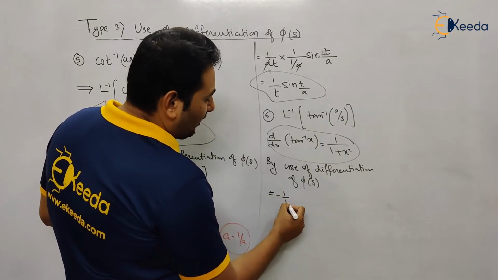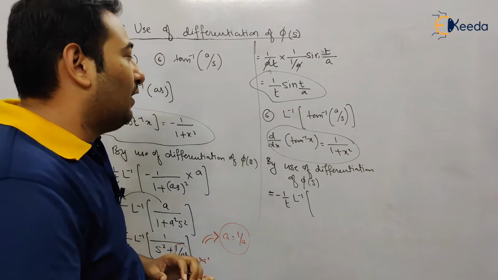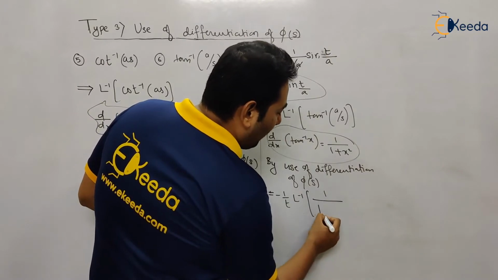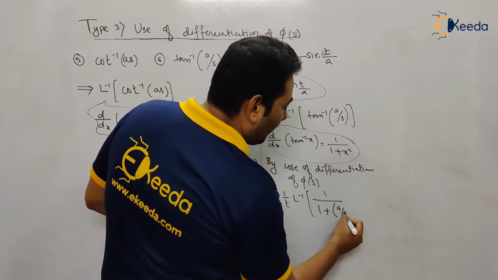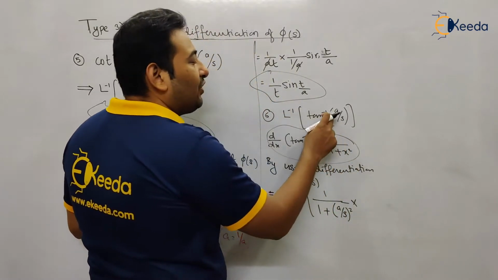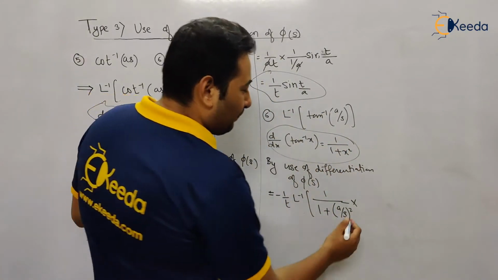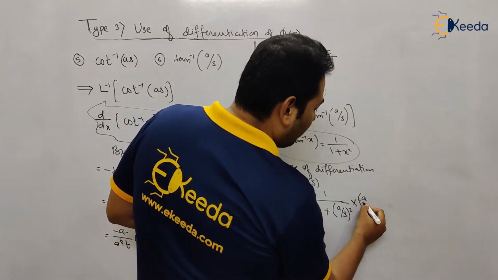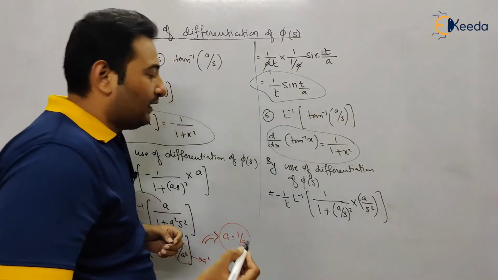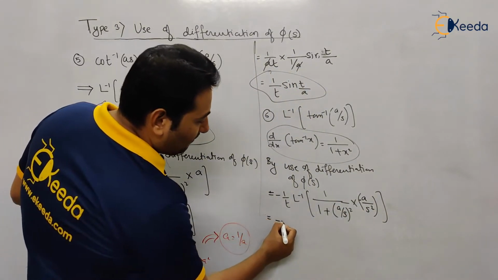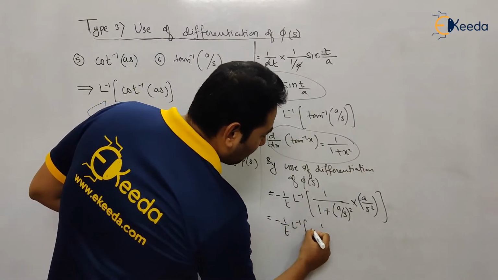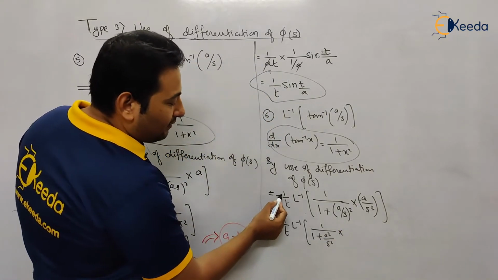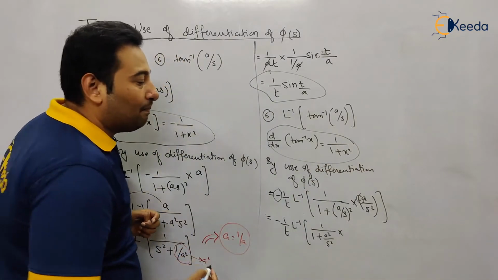This will be equal to minus 1 upon t Laplace inverse of, we're going to take the derivative of this term, that is the derivative of tan inverse of f of x is 1 upon 1 plus this a by s the whole square into the derivative of a by s with respect to s. A by s with respect to s, a is constant and the derivative of 1 upon s is minus 1 upon s square. Let us simplify. This is minus 1 upon t, Laplace inverse of 1 upon 1 plus a square s square into, see, this minus and this minus will become plus.